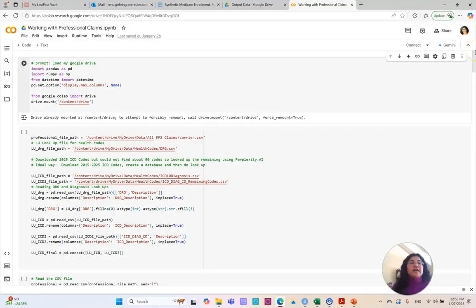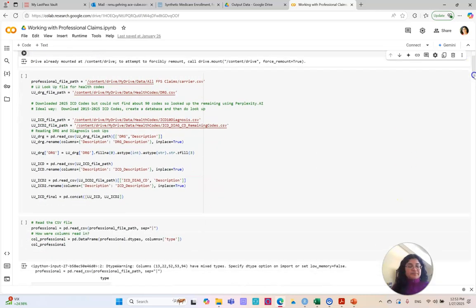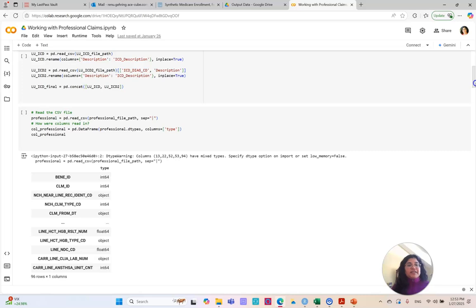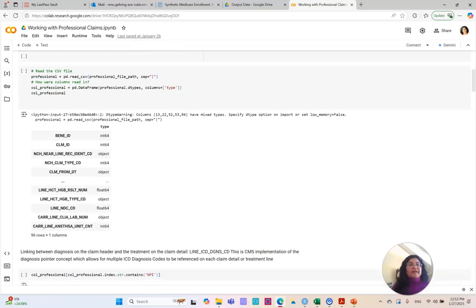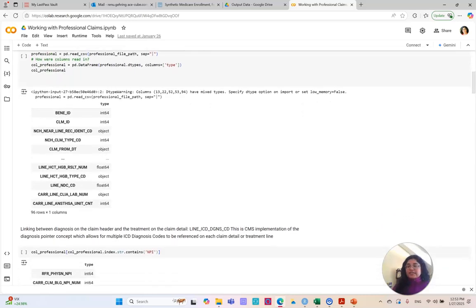For the sake of ease, I have pre-run all the cells in this file. And as before, I'm putting in my libraries at the top. I'm loading my Google Drive, and then I am creating file paths and loading some lookup files. In cell 3, I'm reading my professional file. And then, as before, I am doing some exploratory analysis on it by spitting out the columns and their types into another file. So this is the call professional.